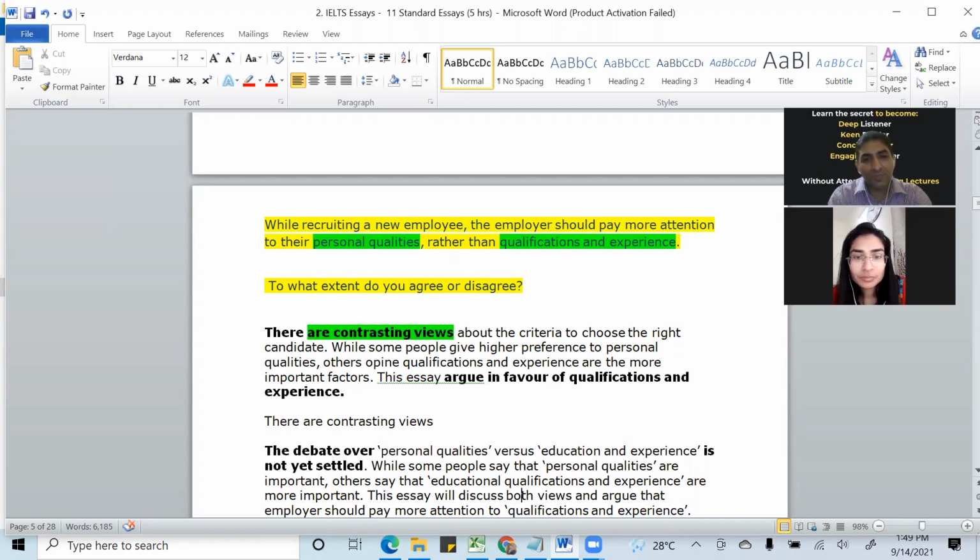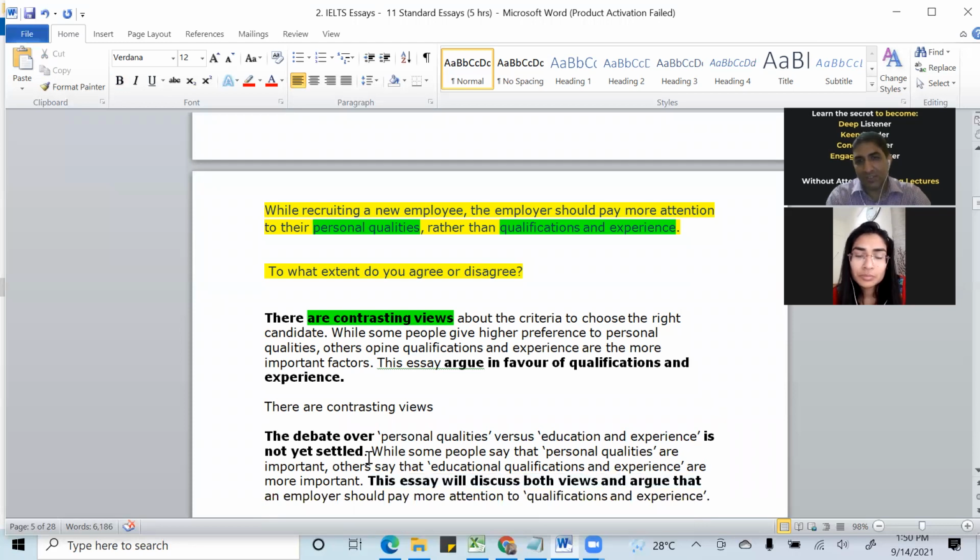This essay will discuss both views and argue that an employer should pay more attention to qualifications. So these are some standard structures. This essay will discuss both views and argue that. This is again a standard structure. So if you are equipped with these standard structures while writing an essay, you can write on any topic, isn't it? You would have a skeleton ready with you. All that you would need is to just fill up the blanks in that skeleton and your essay will be ready.